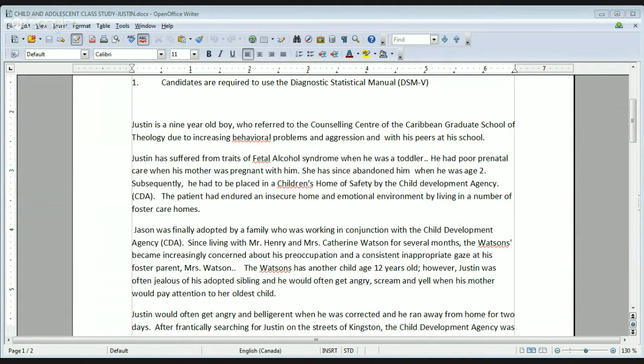Basically, the first two lines is the referral question. The second paragraph justifies some of the hypotheses from the clinician's perspective. It says he suffered from traits of fetal alcohol syndrome. Is there a developmental issue in this case? Yes. What are the indicators that I talked to you about? Rotter's indicators. Is there Rotter's indicators in this case?